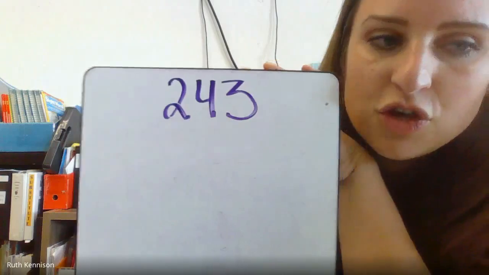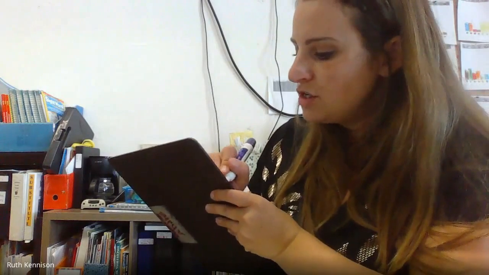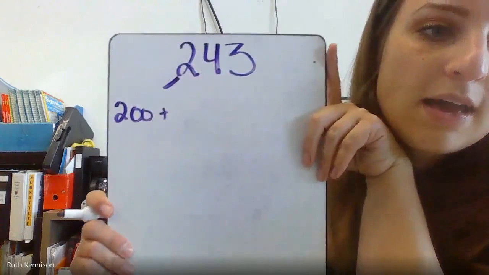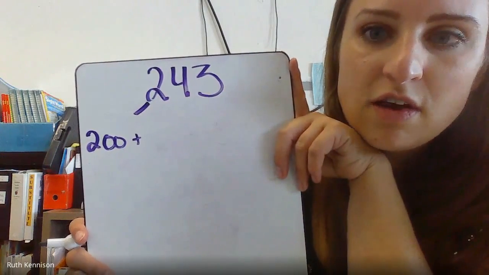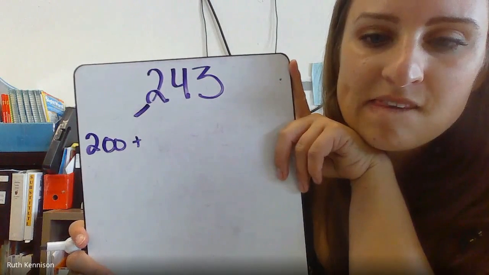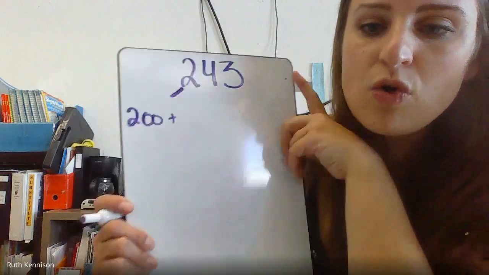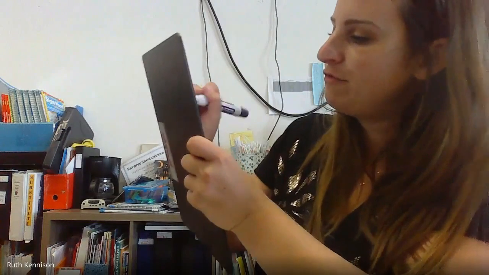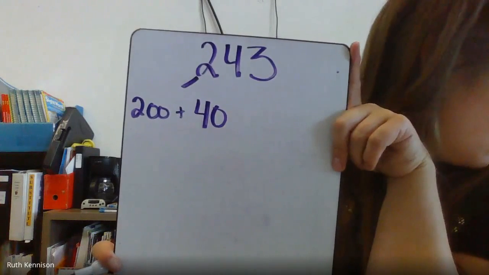200s, very good. So we would write 200 plus how many tens are in that number? You guys can show me on your fingers. How many tens? Oh, very good, very good. I see 4 tens, excellent. So we would write 40, right, or 4 tens.